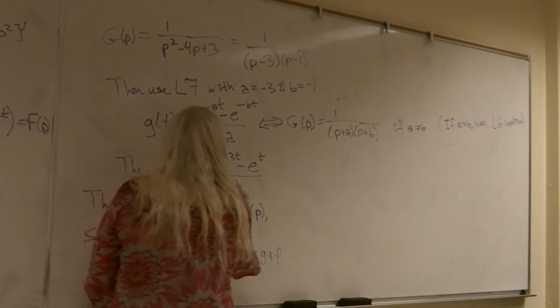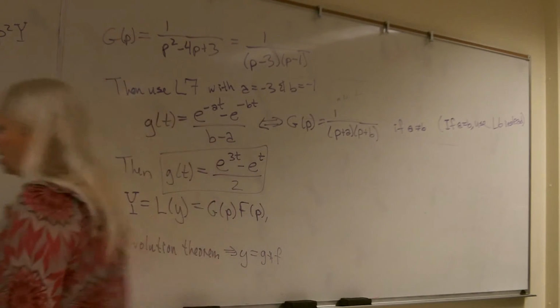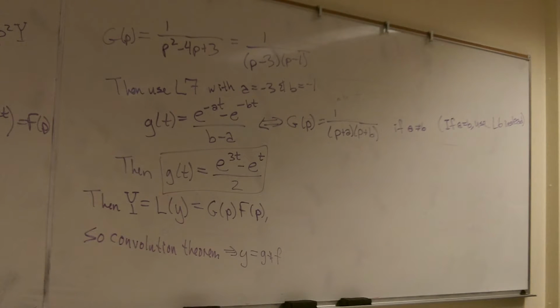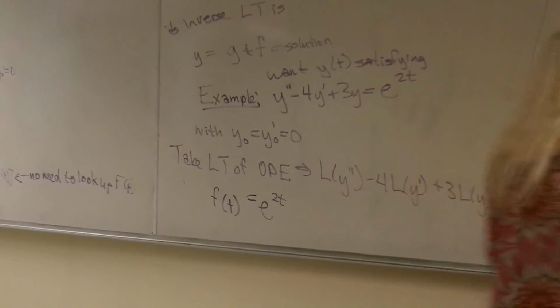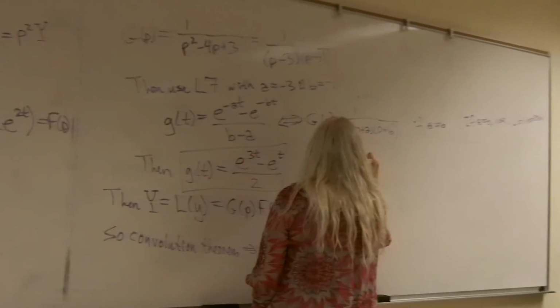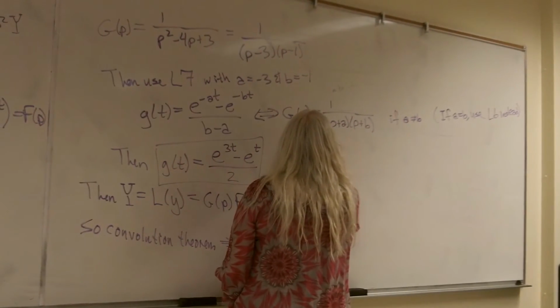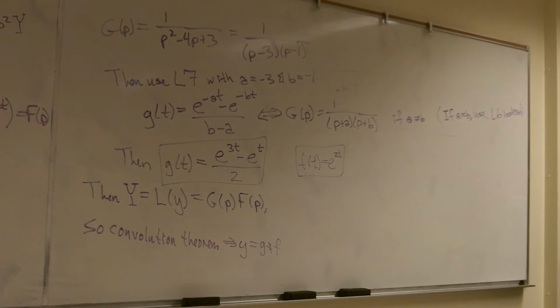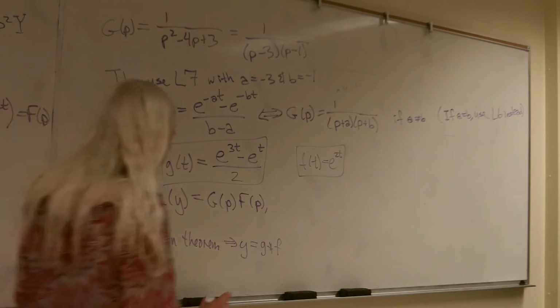So here's our g of t. And where's our f of t? Our f of t was right here. It was e to the 2t. Okay, so we have to find the convolution of those two functions. Now remember what we said is that the convolution is commutative. Okay, so the convolution of g and f is the same as the convolution of f and g.